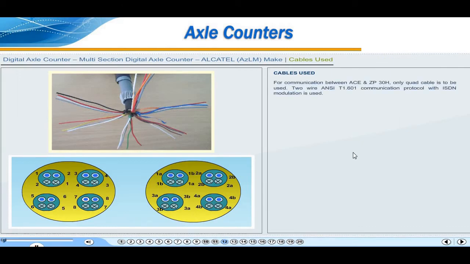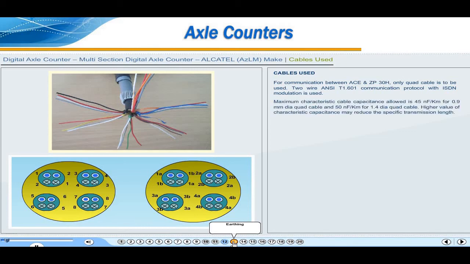For communication between ACE and EZP30H, only quad cable is to be used. The 2-wire ANSI T1.60 one communication protocol with ISDN modulation is used. The maximum characteristic cable capacitance allowed is 45 nanofarad per kilometer for 0.9 mm diameter quad cable and 50 nanofarad per kilometer for 1.4 mm diameter quad cable. A higher value of characteristic capacitance may reduce the specific transmission length.